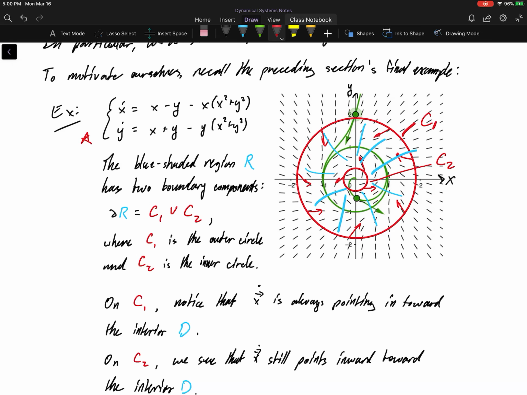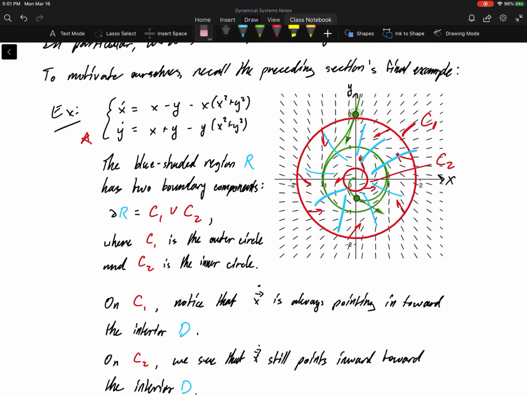So anyway, we'll get back to annuli in a moment, but this annulus has two boundary components. It has an outer boundary component C1 and an inner boundary component C2. And what we'd like to do is track what the vector field is doing across both of these boundaries. So you'll notice on the outer boundary, on C1, that x dot here is always pointing at least a little bit in toward the interior. It's pointing toward the R region. So that's what I'm highlighting over here. That these kinds of vectors, if I'm looking along C1, are pointing toward the blue region.